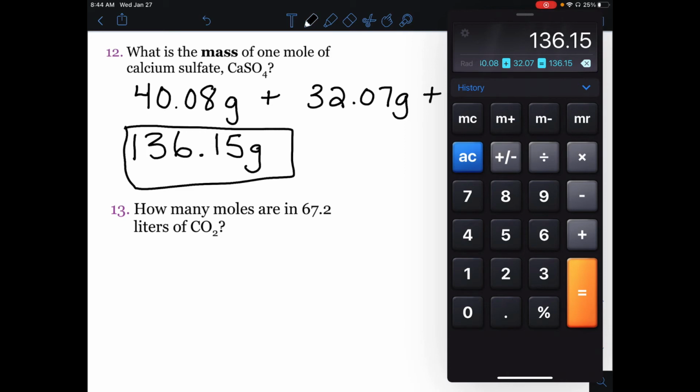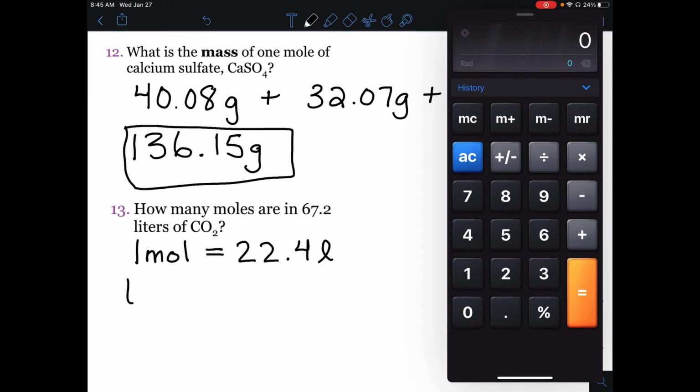For the second one, it says, how many moles are there in 67.2 liters of CO2? So let me think about things that I know. I know that 1 mole of every single gas at STP, and if the problem doesn't say STP, it means it, has a volume of 22.4 liters. That's my conversion factor.